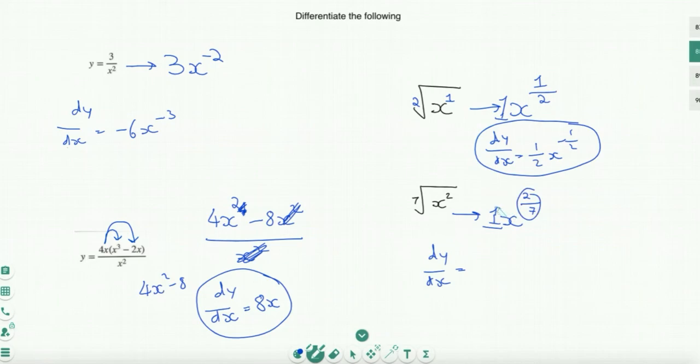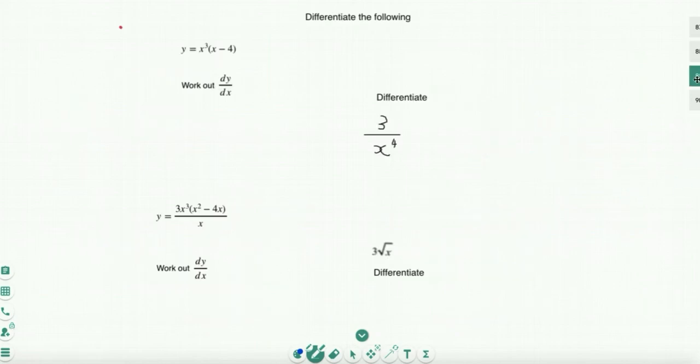1 times 2/7 is 2/7. And 2/7 minus 1 is minus 5/7. And that's how you differentiate it. So as you can see, guys, indice rules go hand in hand with differentiation, especially when it comes to harder problems. So make sure you have both concepts down. And on the next page, you can give it a pause and you can try 4 questions over here.